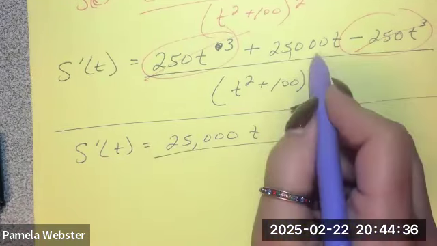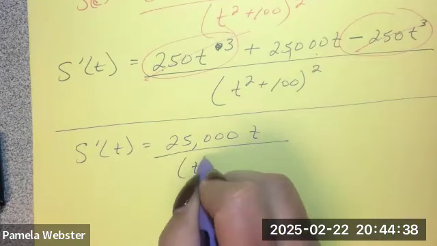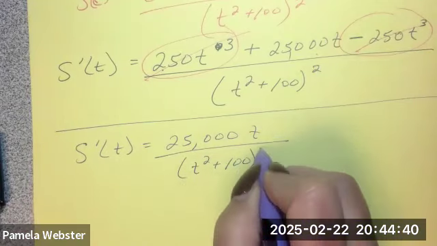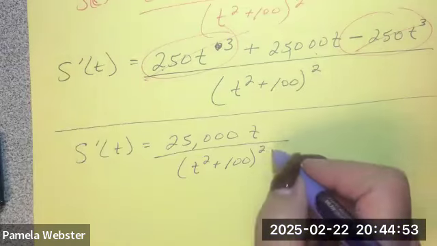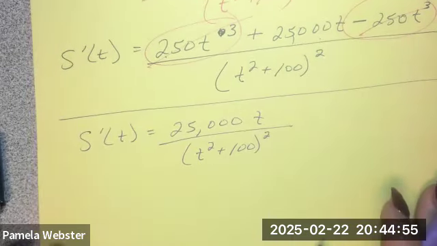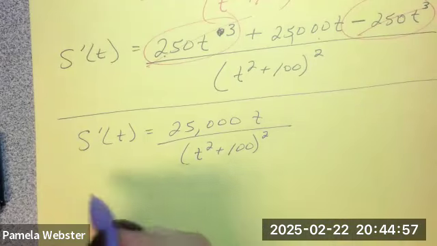I was just making sure I had the right number of zeros there. Over t squared plus 100 squared. Sometimes I mess up my zeros, so I'm just trying to not make mistakes with you guys so I don't have to come back and fix them later. Okay. Excuse me, I'm just tired tonight. There is my derivative. Hope that makes sense. Hope everybody can do it.